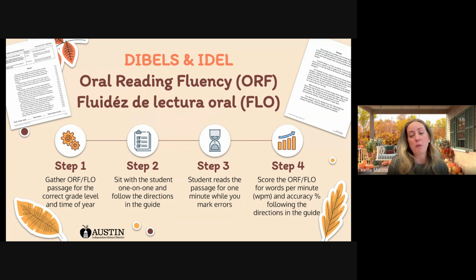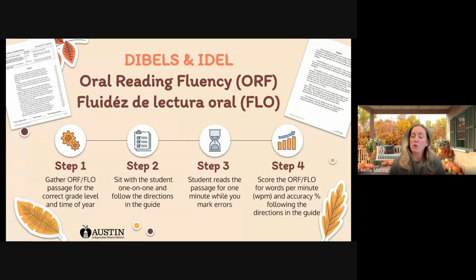The first assessment we're going to walk through is the oral reading fluency, or the ORF. If you hear people say, just give them an ORF, this is what they're talking about. And in Spanish, that would be the Fluidez de Lectura Oral, or the FLO. There are 4 big steps for administering an ORF. Step 1, you gather the ORF or the FLO passage for the correct grade level and time of year. Step 2, you sit with the student one-on-one and follow the directions in the guide, which we're going to go over in a moment.